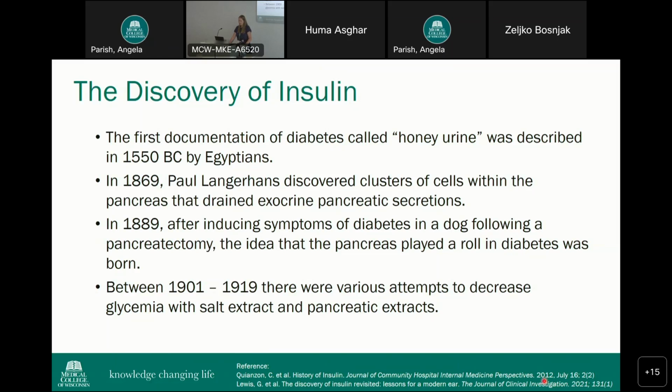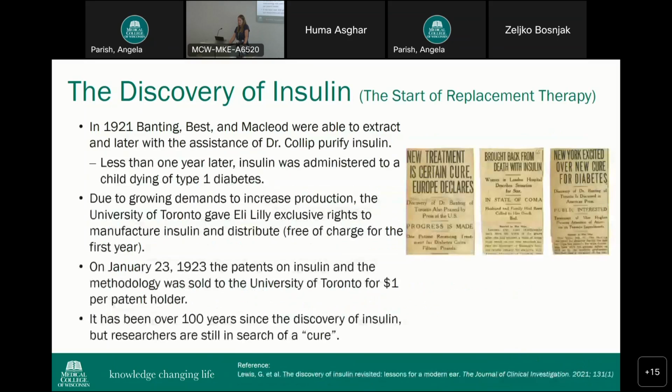And then between 1901 and 1919, I guess you could say there were various interesting attempts to control hyperglycemia with various things like salt extracts and pancreatic extracts. I guess as you can imagine, they didn't really work. It actually made some patients worse.